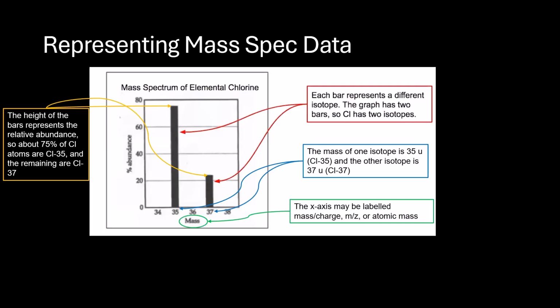And then finally, of course, look at your axes labels to make sure that you know what it's giving you. It could be mass, it could be mass to charge ratio, it could be m/z, which is mass to charge ratio, it could be atomic mass. Just make sure that you take note of that. Your y-axis could also be labeled percent abundance or relative abundance, and we'll get into that differentiation in a second.